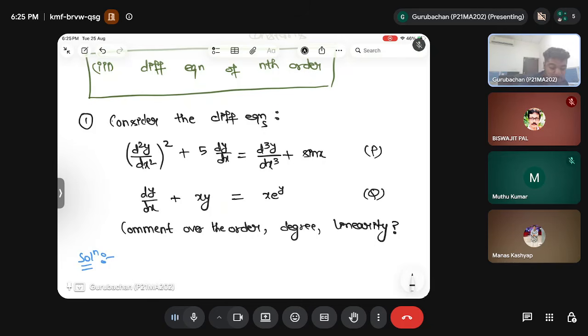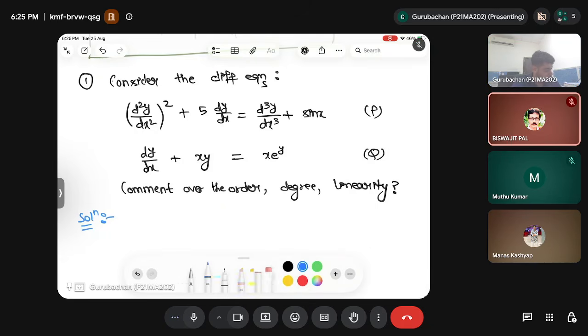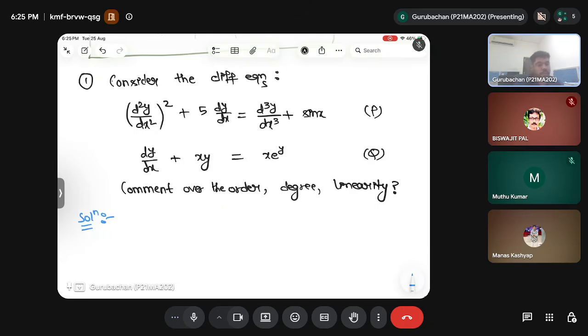Second one is linear. Yes, sir, linear. Very good. There is a term e to the power y. Still it is linear. No. Manas, it is. Very good.